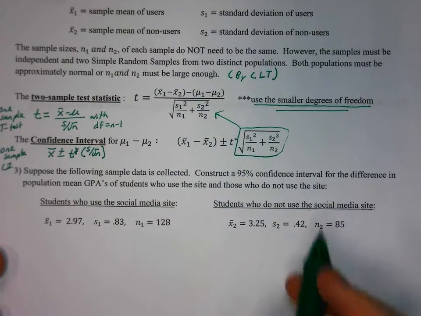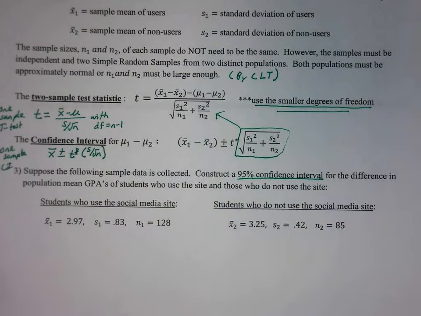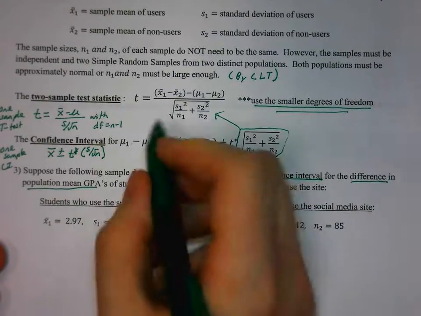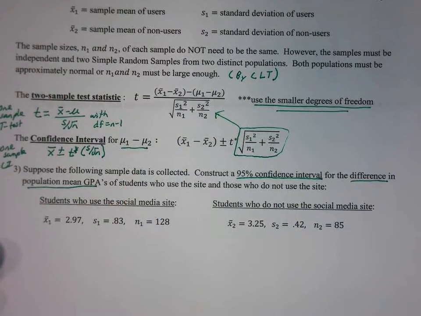So if we want to construct a 95% confidence interval for the difference in the population means, we're looking at mu1 minus mu2. We're trying to estimate what that difference is.